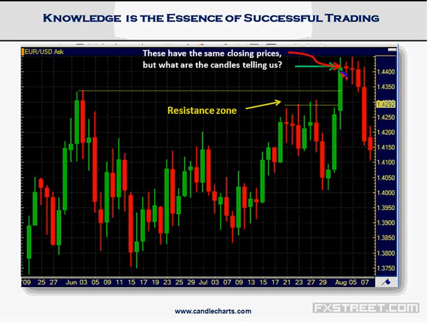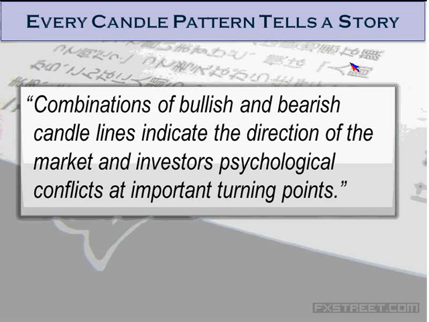This green candle, the bulls are in charge. The doji, the market is tired, i.e. the likelihood of the market reversing. Now, I've had dozens and dozens of books translated from Japanese to English, and this is one of the translations. And notice the title of the slide, Every Candle Pattern Tells a Story. Combinations of bullish and bearish candle lines indicate the direction of the market, and investors, and I'd also throw in the term traders, investors' and traders' psychological conflicts at important turning points.